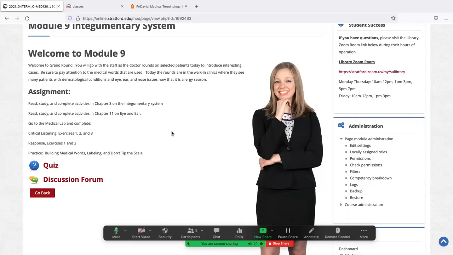We don't have a Zoom session next week, but at the same time on October 4th, we have a final written examination. The final written examination will be 50 items, multiple choice. It will be done in the same format that you've been doing your discussions.